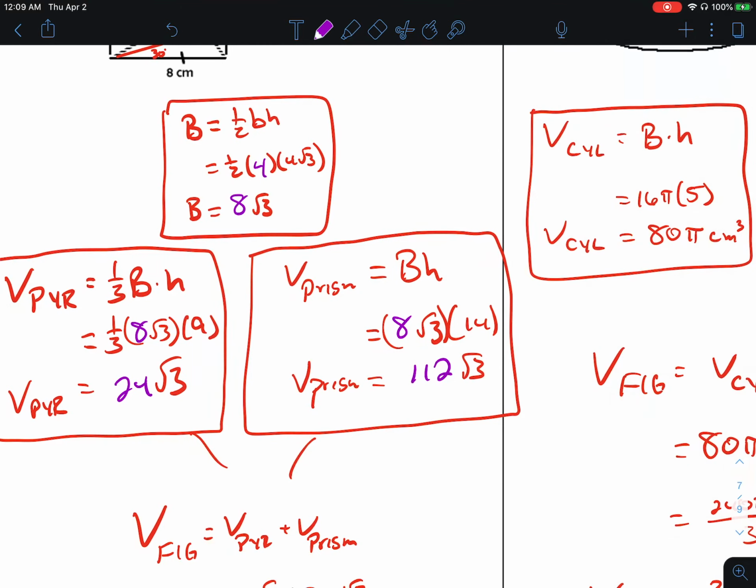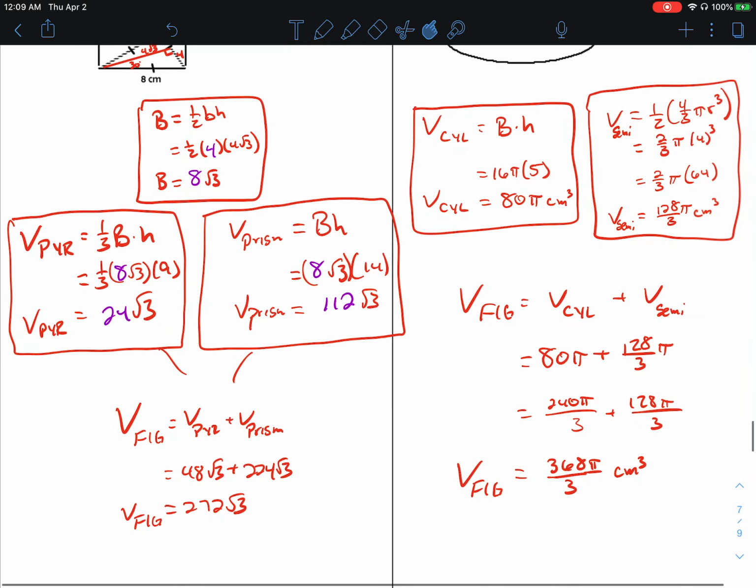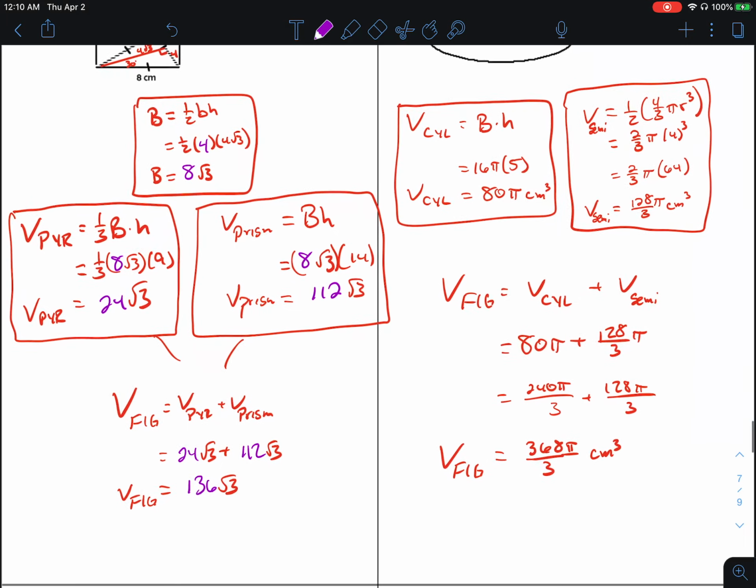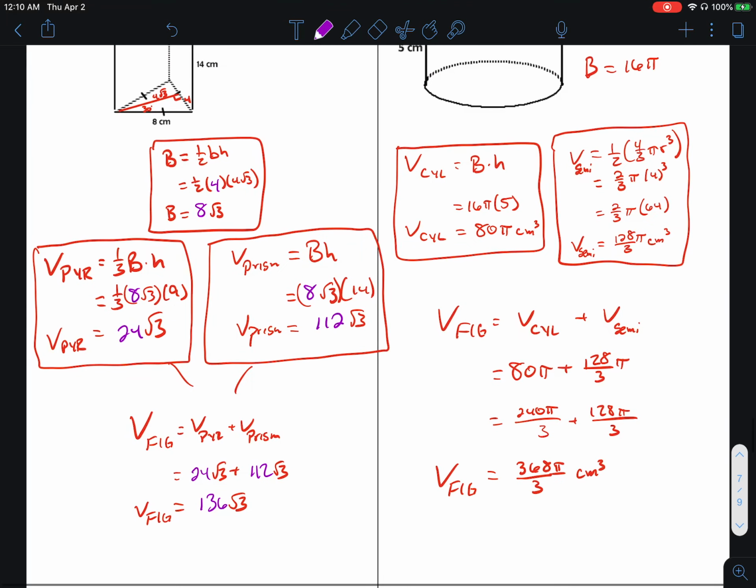Yep. I'll explain this problem some more. I just want to try to fix the mistakes that I had. It's 24. This is 112. It's going to be 236, I believe. 136. And the units were cubic centimeters.